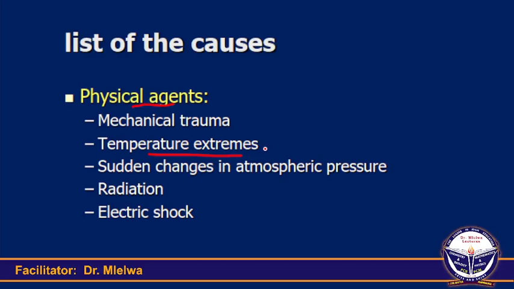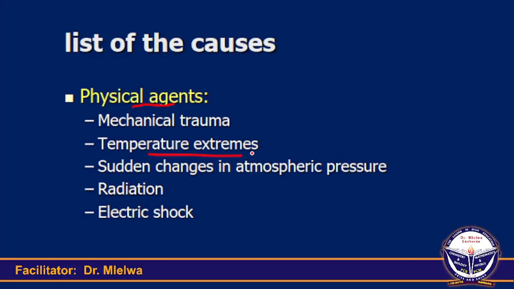So the sudden change in atmospheric pressure can lead to cell death. Why? It's because these cells will lack oxygen. So the lack of oxygen can lead to cell death. As I told you, hapo kwenye temperature nimekwambia kwamba if the enzymes are denatured, the Krebs cycle can stop. And if the Krebs cycle stops, the cell can be injured and finally can die.